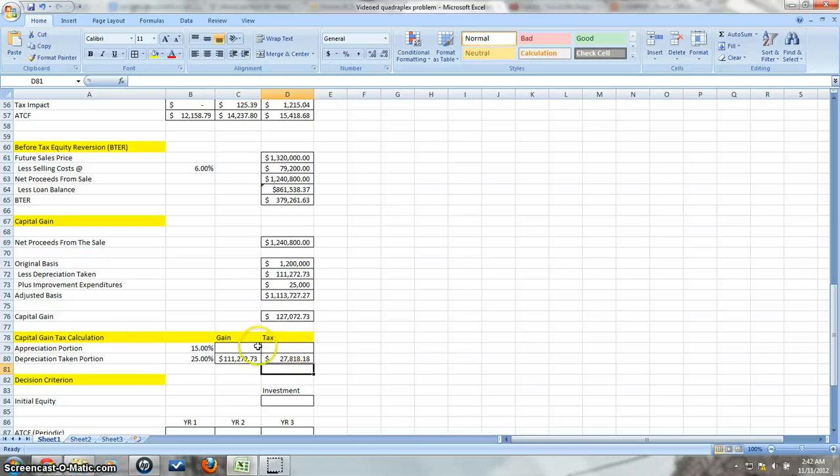Now, this is the depreciation taken. To find the appreciation portion, it equals capital gain minus the depreciation. The tax equals the gain times the appreciation portion capital gain tax, getting you your 2,370 and 27,818.